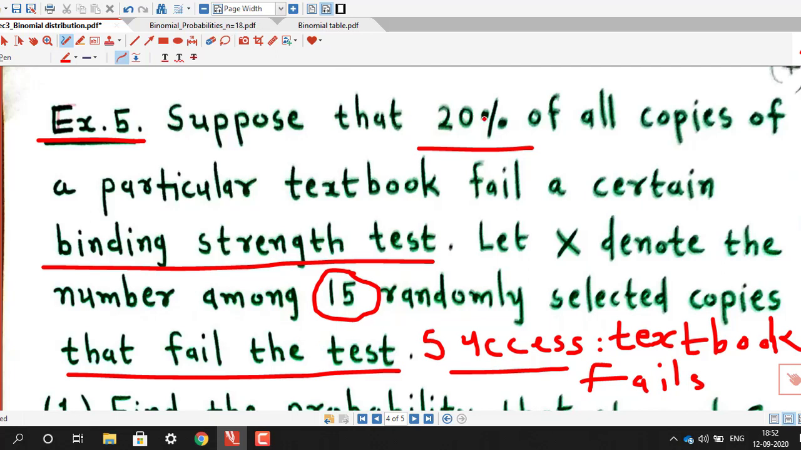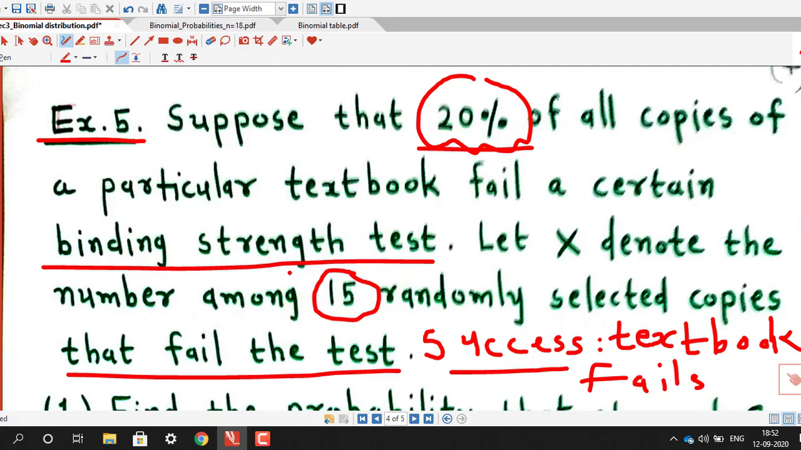And it is given that 20% of all copies of a particular textbook fail a certain binding strength test. So this percentage is for failure of a test. So for each copy, the probability that the copy will fail this binding strength test is 20%, that is 20 divided by 100, that is 0.2. So if we define success to be the event that the textbook fails the test, then the probability of success is 0.2. And the random variable is the number of copies that fail the test.